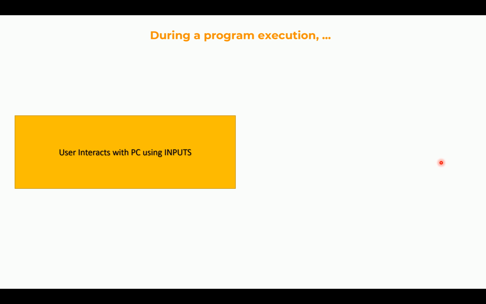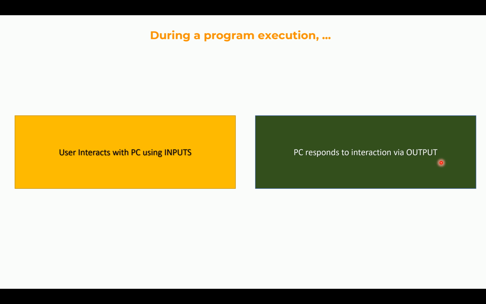During a computer program execution, two things usually happen. We first have the computer showing the user a prompt, and then the user will respond with an input. Based on the input, the computer will further respond with an output. So basically, the user interacts with the computer program with inputs after seeing some prompts, and then the PC responds with an output.